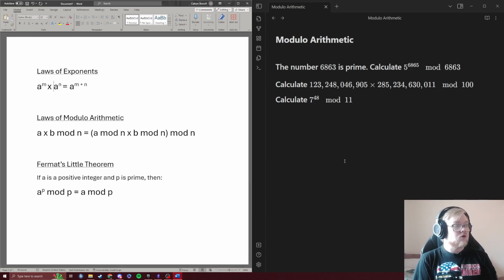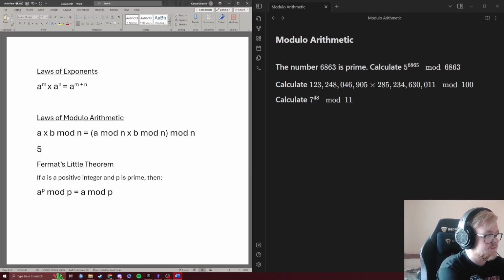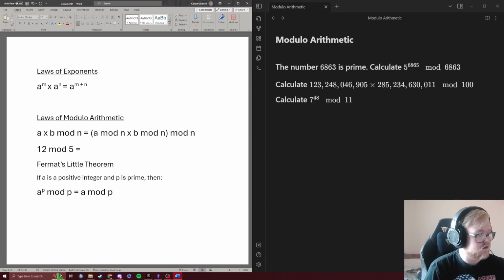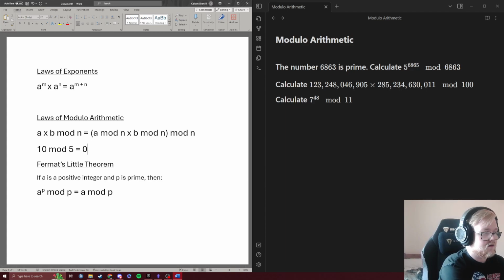The laws of modulo arithmetic. Modulo means when you divide up a number and you take the remainder. For example, 12 mod 5: you try to divide 12 by 5, you can do it twice with a remainder of 2. So this equals 2. And of course, 10 modulo 5 has no remainder because it divides evenly, meaning the answer is 0.